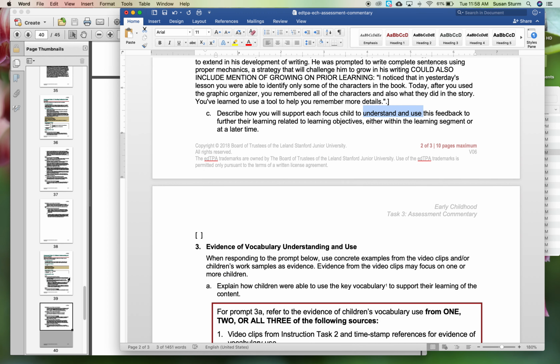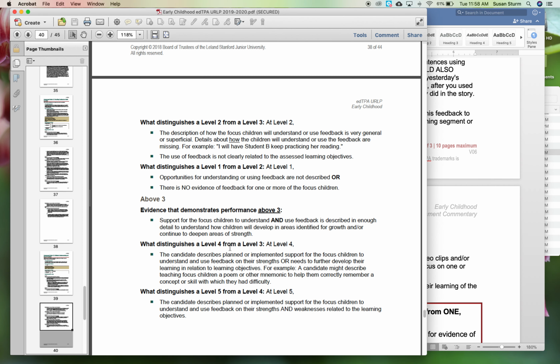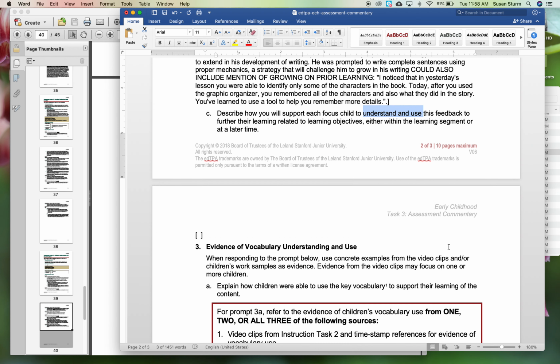How you will support at a level 4. How they will understand and use strengths and weaknesses. Okay. There's no example for a level 5. But so I would break this down.